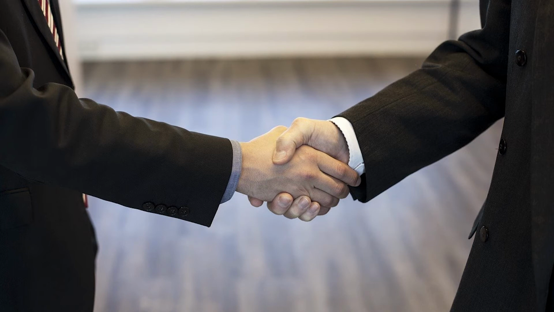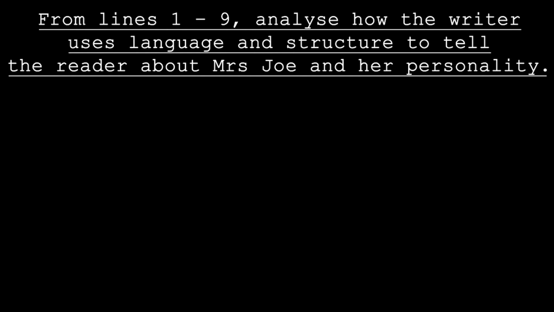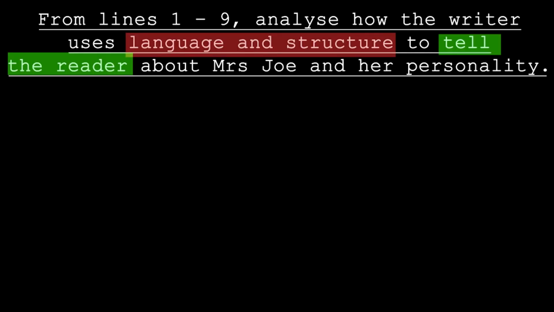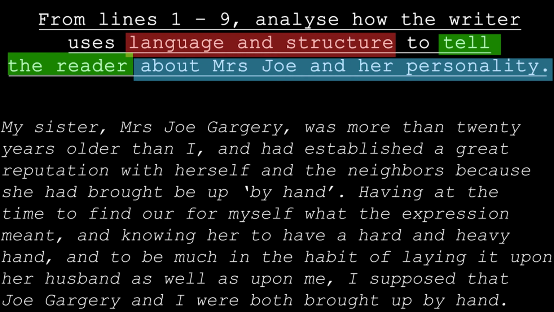Let's have a look at a question extract pairing and what information we can extract from it. So looking first at the question, we need to take it apart and figure out what it wants us to do. This question states that the writer has apparently used language and structure to tell us, the reader, about Mrs. Joe, meaning what her actions were like, and her personability, what she's like as a person. Moving over to the lines it wants us to look at and quote from, we need to find some proof that the question isn't just making things up for us.